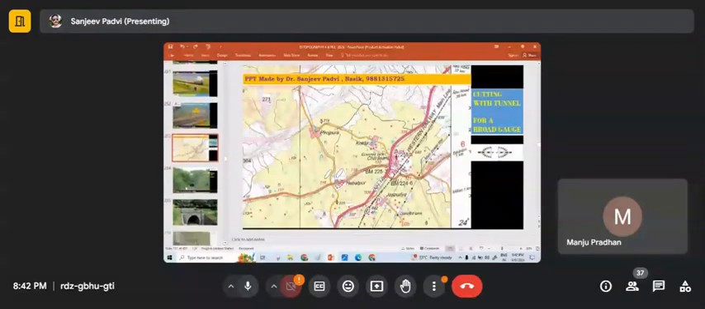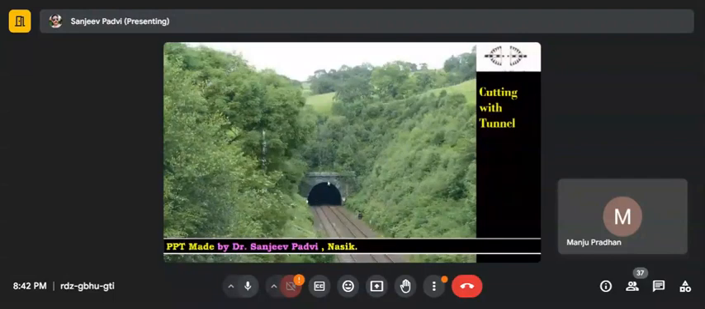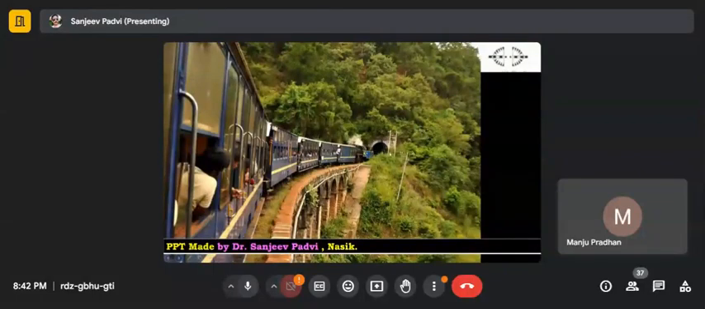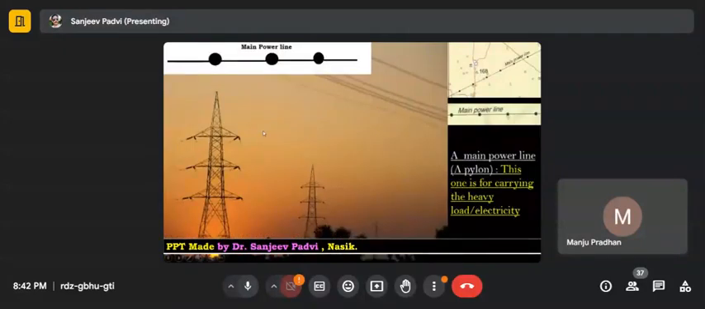Now, what is it? Now, look at this tunnel. Do you notice a tunnel over here? Yeah. How they must have made it? By cutting the mountain. So, this kind of structure is called as cutting with tunnel. This is also cutting with tunnel. See, this is Ooty area. Okay, you can actually see a cutting with tunnel. Have you understood everything? Yes, sir.